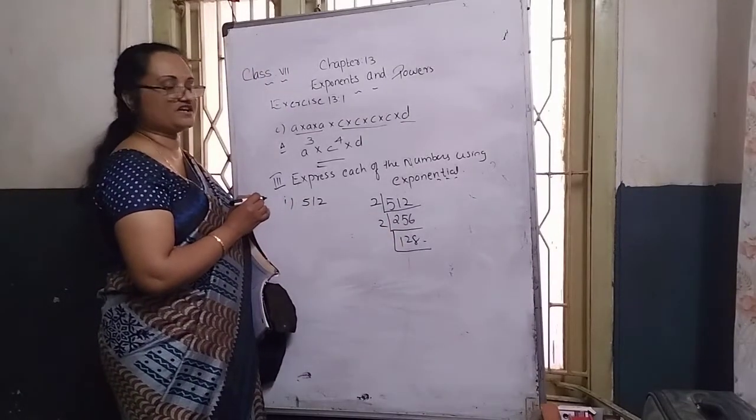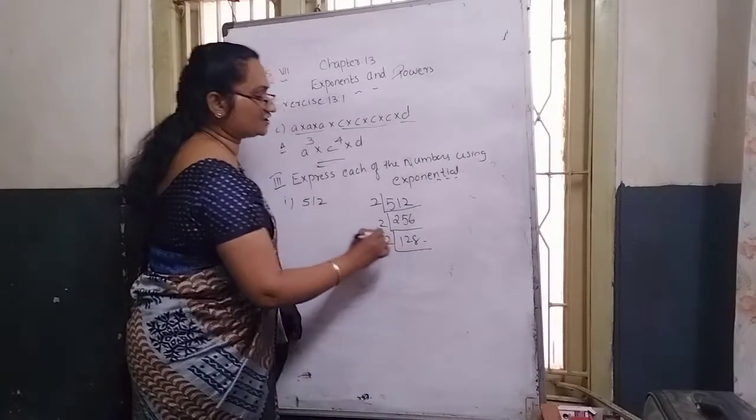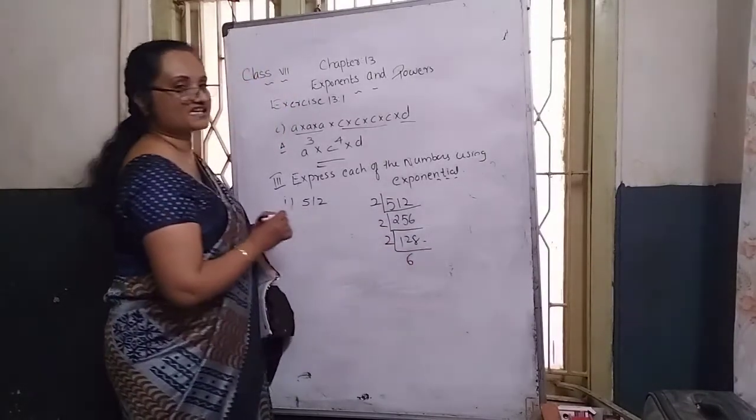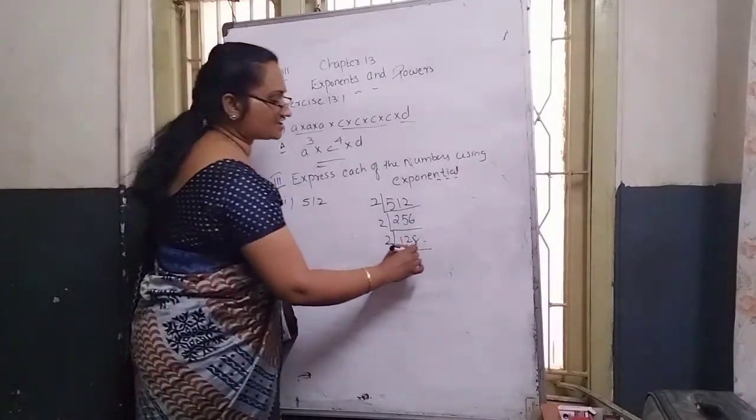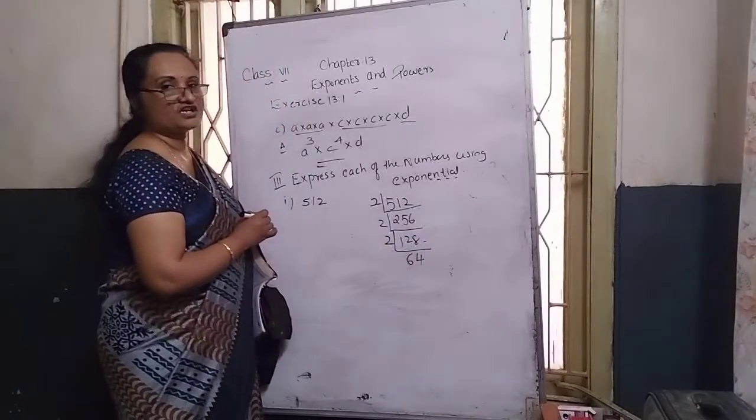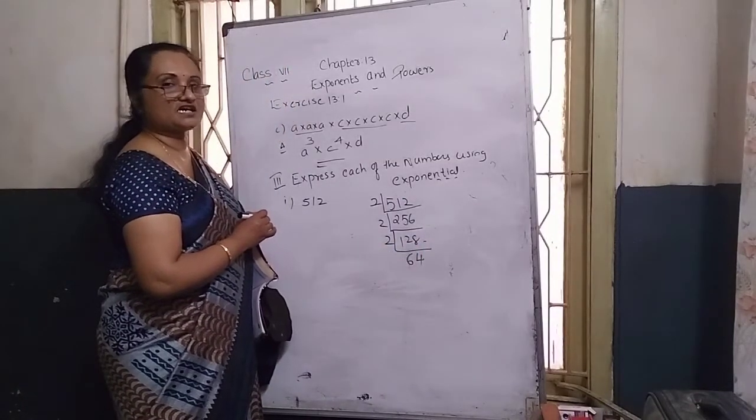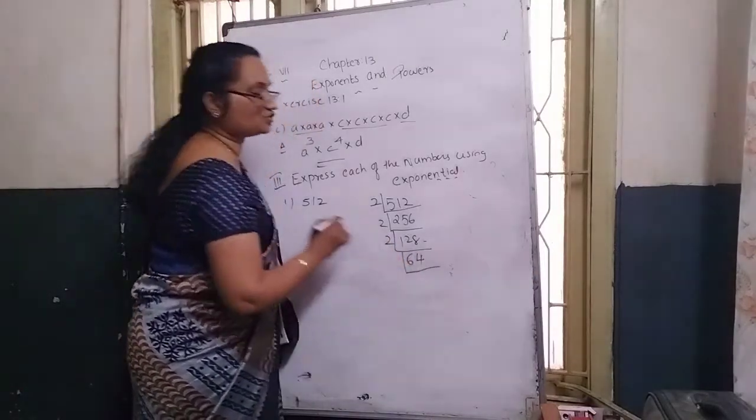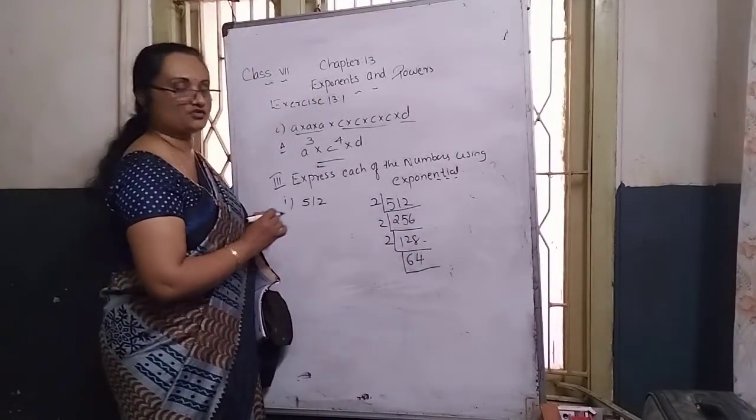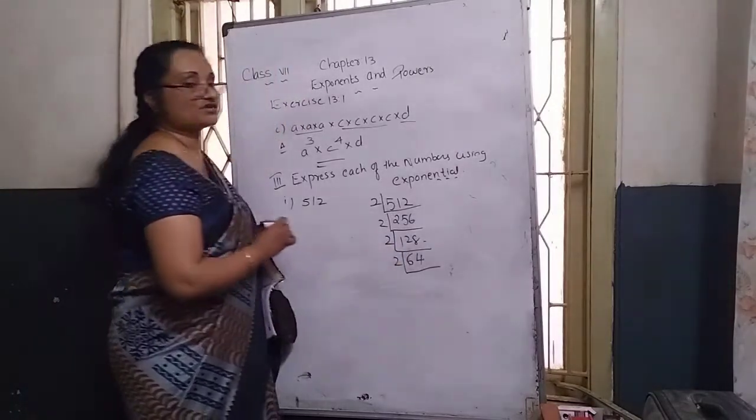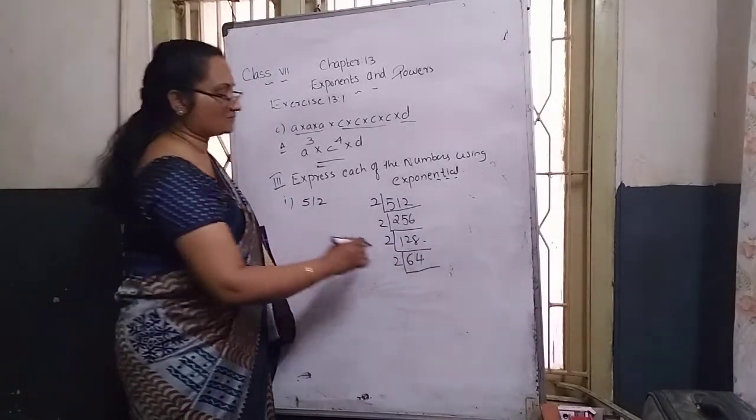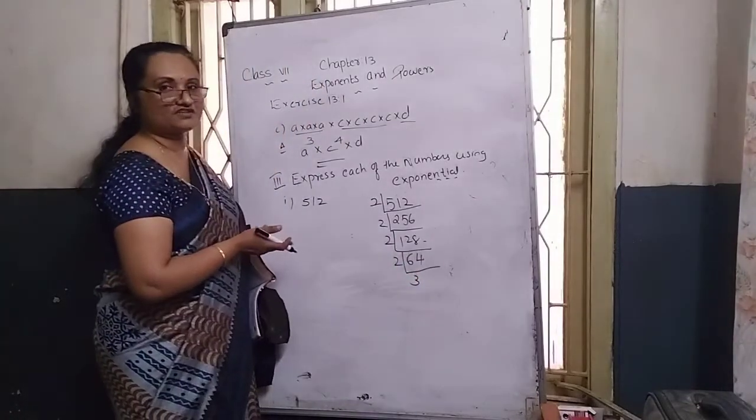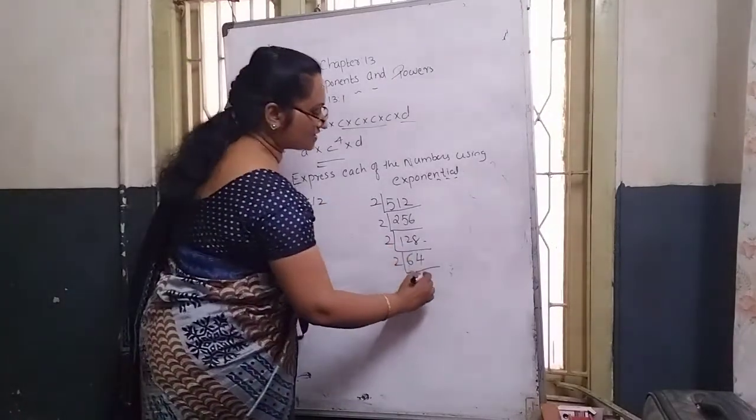Again we continue. The unit place is 8, and 8 is an even number. That's why we can continue with the prime number 2. 2 sixes are 12, 2 fours are 8. So what does the quotient become? 64. Again we want to continue. The unit place, we check, is 4. 4 is also an even number. So again we continue with 2. 2 sixes are 12, 2 threes are 6. Directly we can do it: 2 twos are 4, so 2 times.